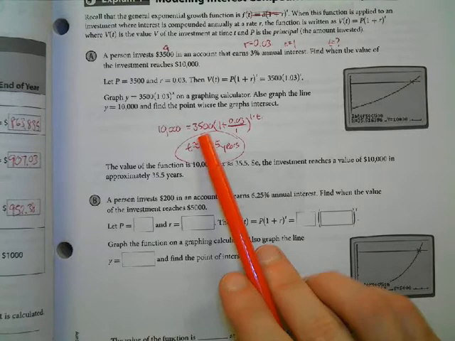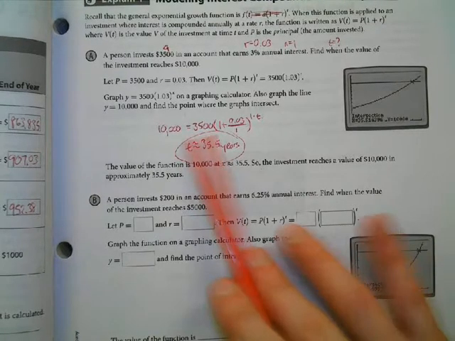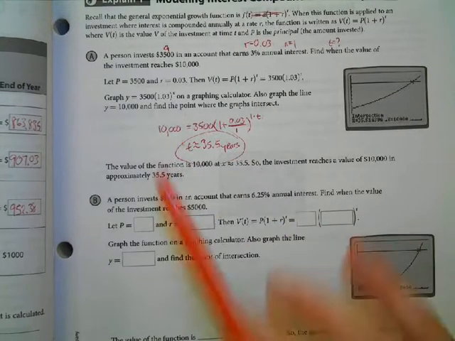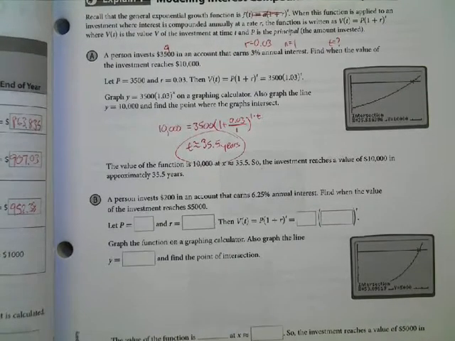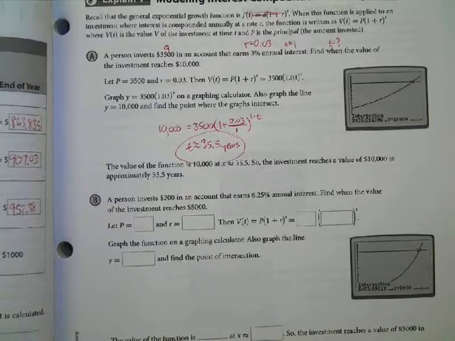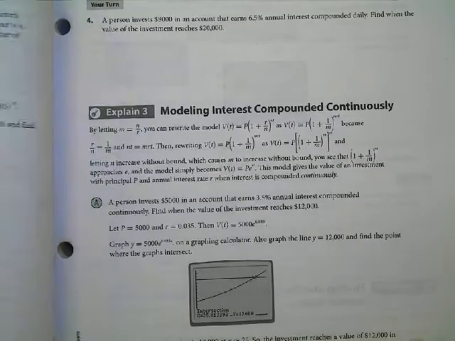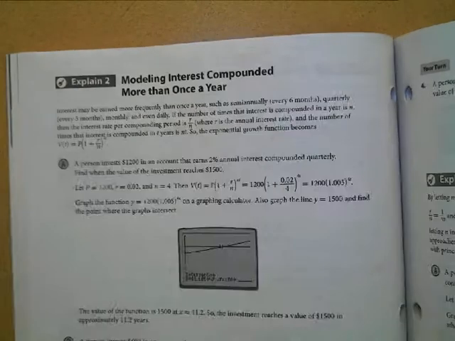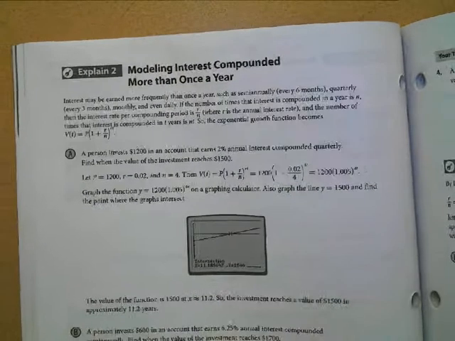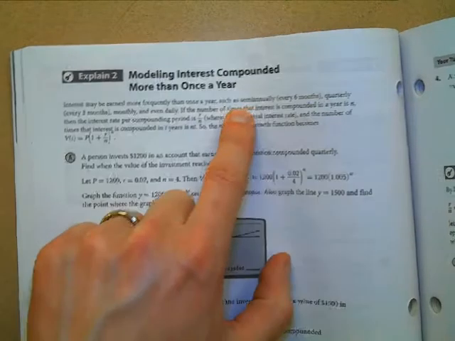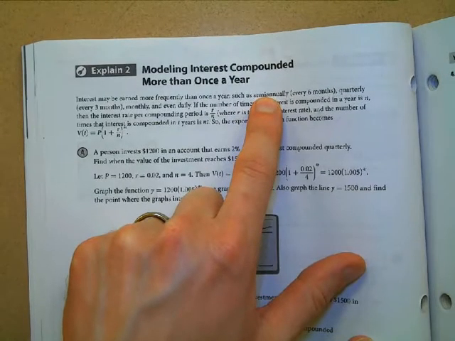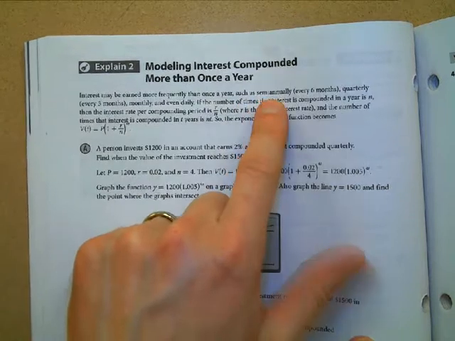Okay, so let's skip to the next page here, page 684. Interest may be earned more frequently than once a year, such as semi-annually. Semi means half, so semi-annually, every 6 months. Quarterly, 3 months, is a quarter of a year. Monthly, that'd be 1/12 of a year. Or daily, that'd be 1/365th of a year. If the number of times that interest is compounded in a year is n, then the interest rate per compounding period is r over n.